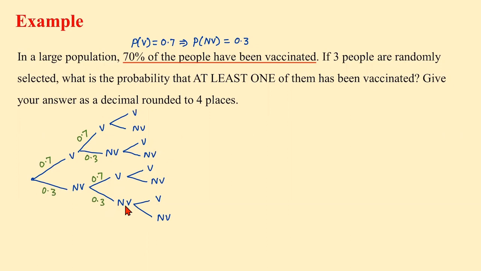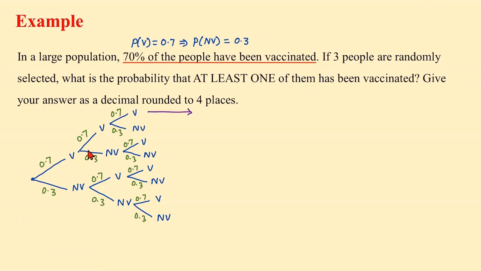Now let's also write the probabilities on the branches. For vaccinated, it is 0.7, not vaccinated 0.3. So we continue: 0.7, 0.3, 0.7, 0.3, 0.7, 0.7, 0.3.